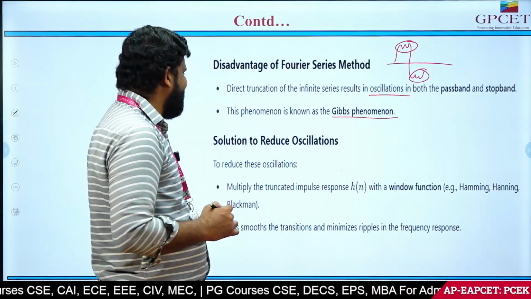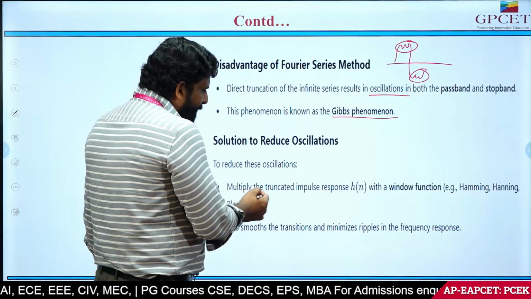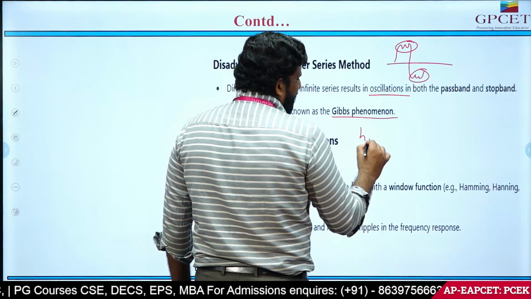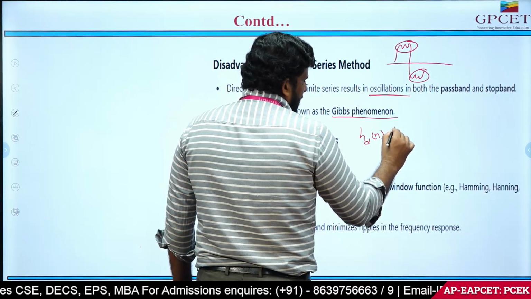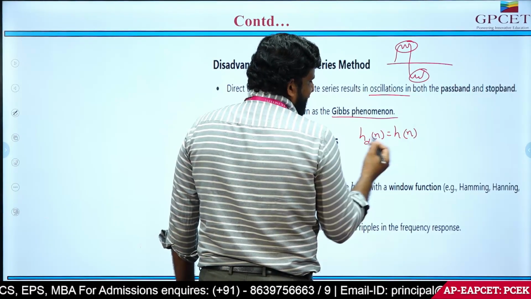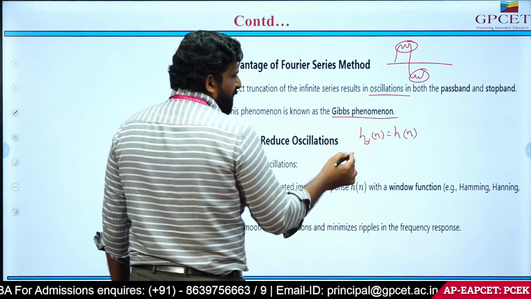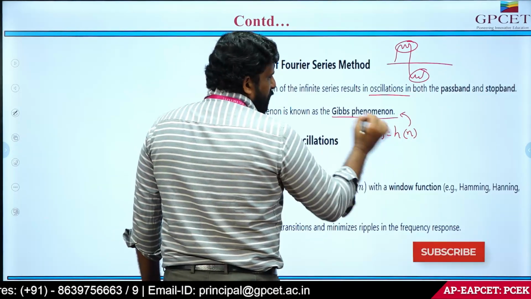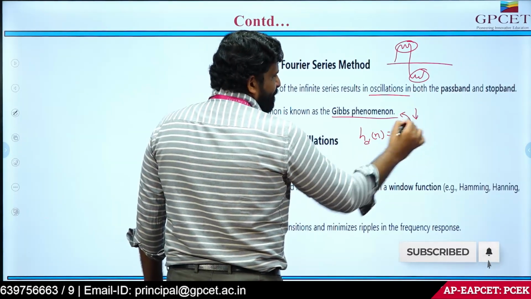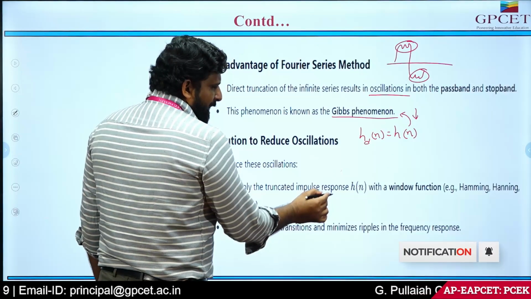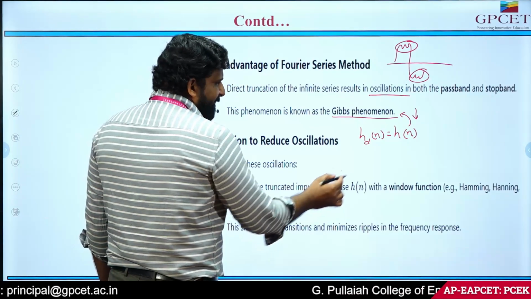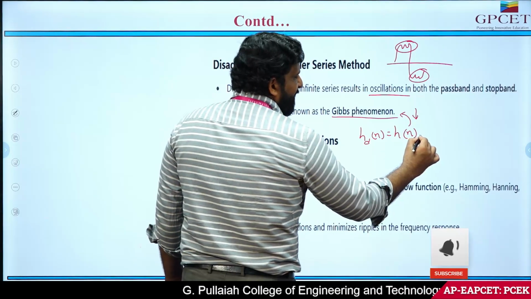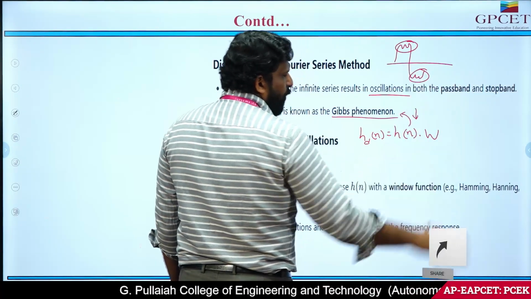How can we reduce this Gibbs phenomenon? By multiplying the truncated impulse response. That means we got hd of n equal to h of n. This is the truncation we have done, and here we are getting the Gibbs phenomenon. So to reduce it, I am multiplying this truncated h of n impulse response with a windowing function.